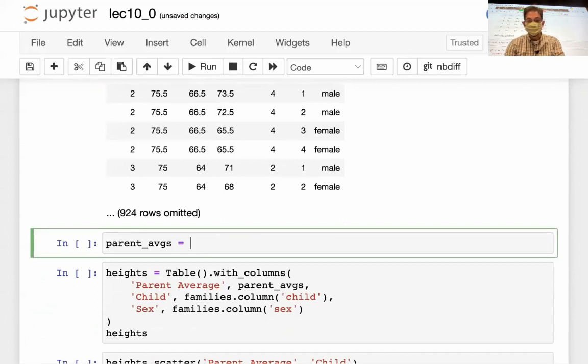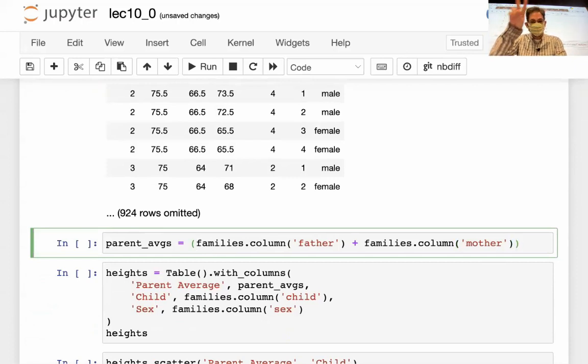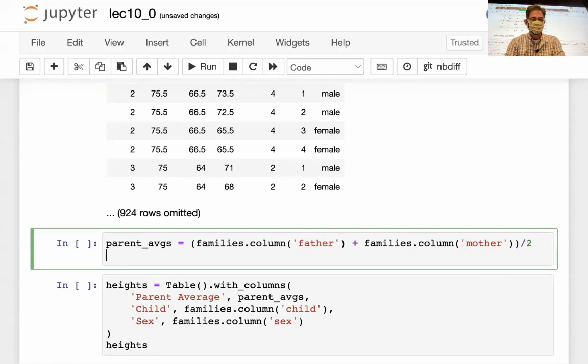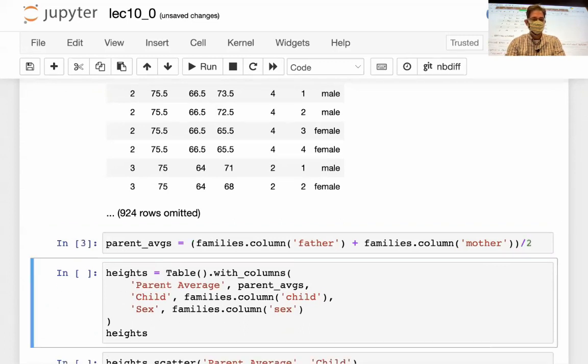This involves getting an array of the father heights, getting an array of the mother heights, adding each corresponding element together, and then dividing each entry by 2. And here we're just going to build a table. Empty table, except it has 3 columns: the parent average, the child height, and the sex of the child.